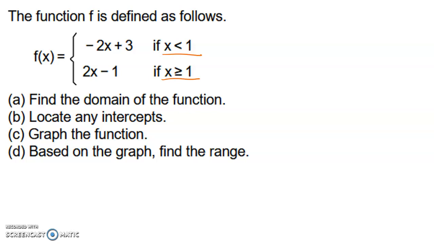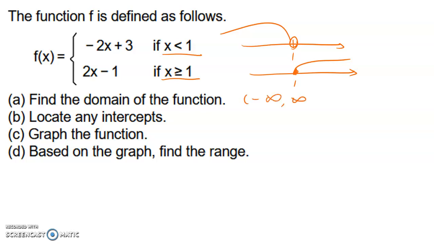Okay, so combining x is less than 1, so 1 is here, with x is greater than or equal to 1, you can see you will get the whole number line, which is all real numbers, right? So the domain of the function is negative infinity to infinity. That's all real numbers. Okay, B, locate any intercepts.